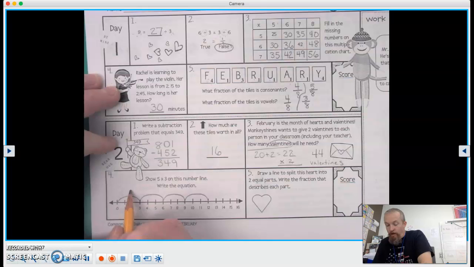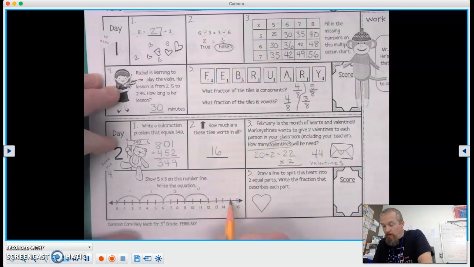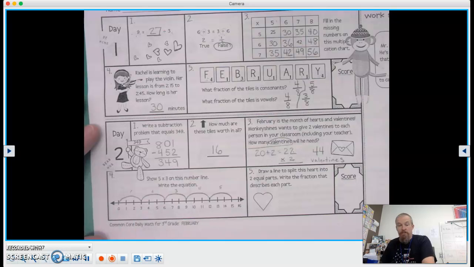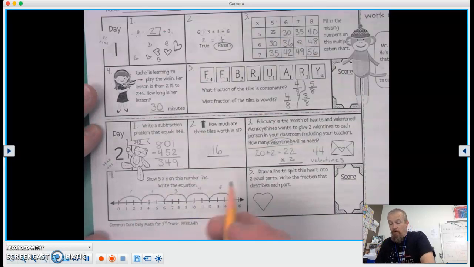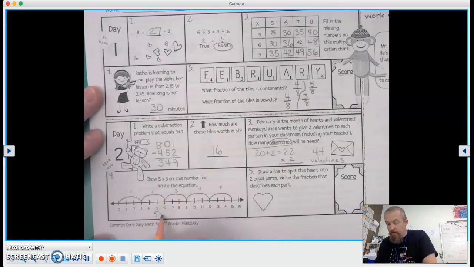So, all right, 1, 2, 3. So we have 1, 2, 3, 4. We need one more jump. 1, 2, 3. So there's my 5 jumps with 3 in each jump. So our multiplication equation would be 5 times 3 equals 15.